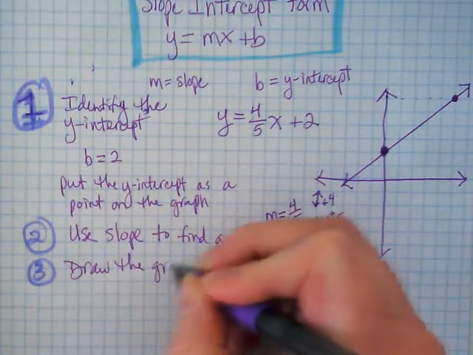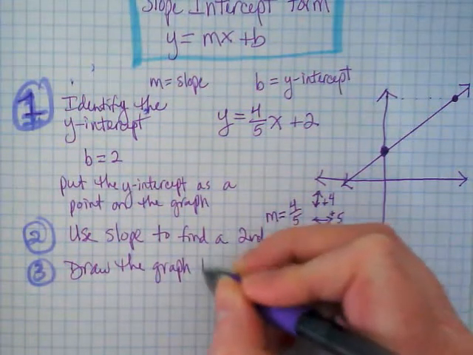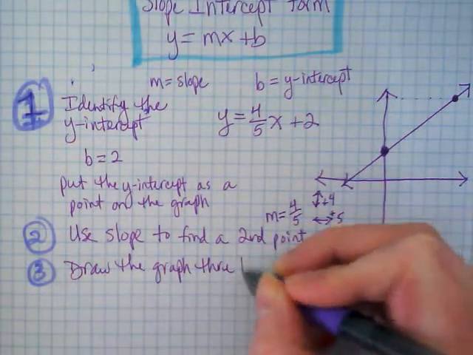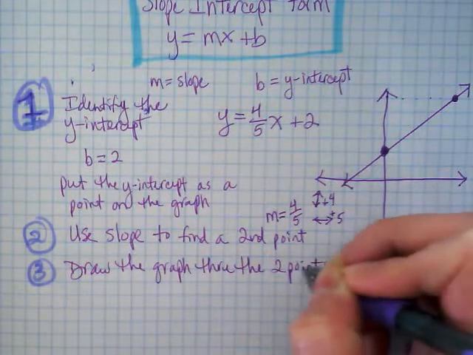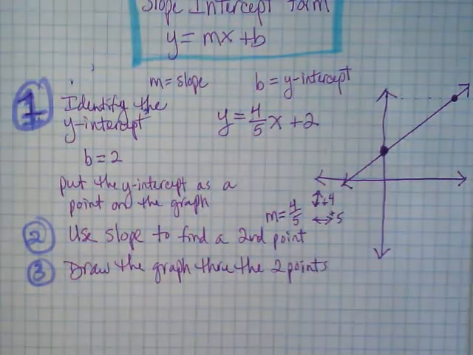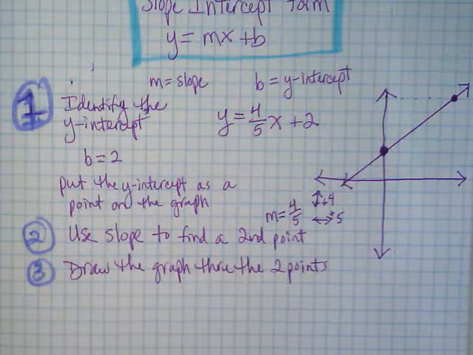Draw the graph through the 2 points. As long as you can put 2 points on a coordinate plane and you can draw a line through them, you can make the line that is that graph.